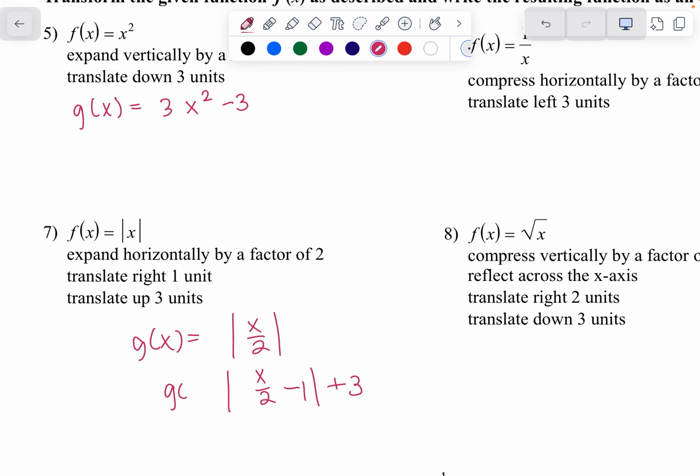Again, how can you check your work? Well, go put it into Desmos. So will this expand it outward by a factor of 2? Will this move it to the right? Will this move it up? So there you go.